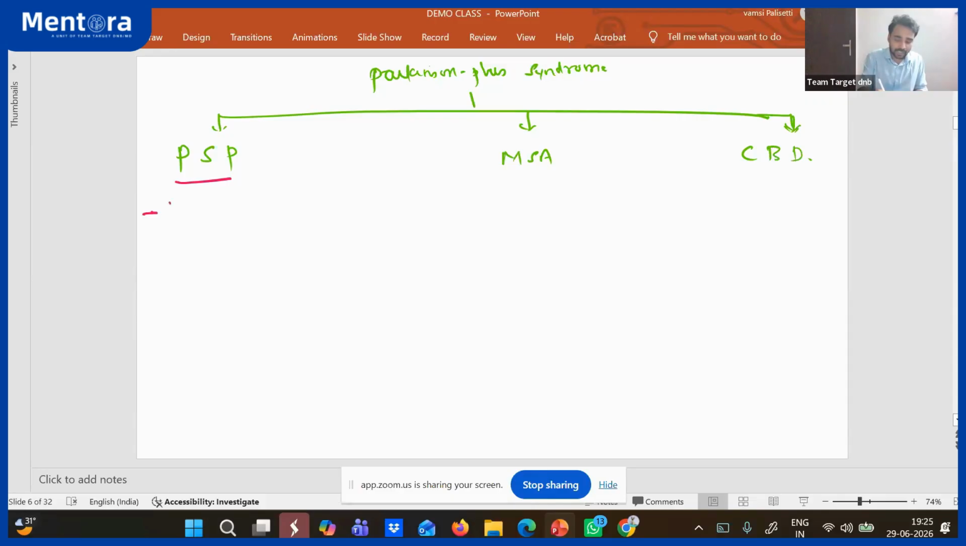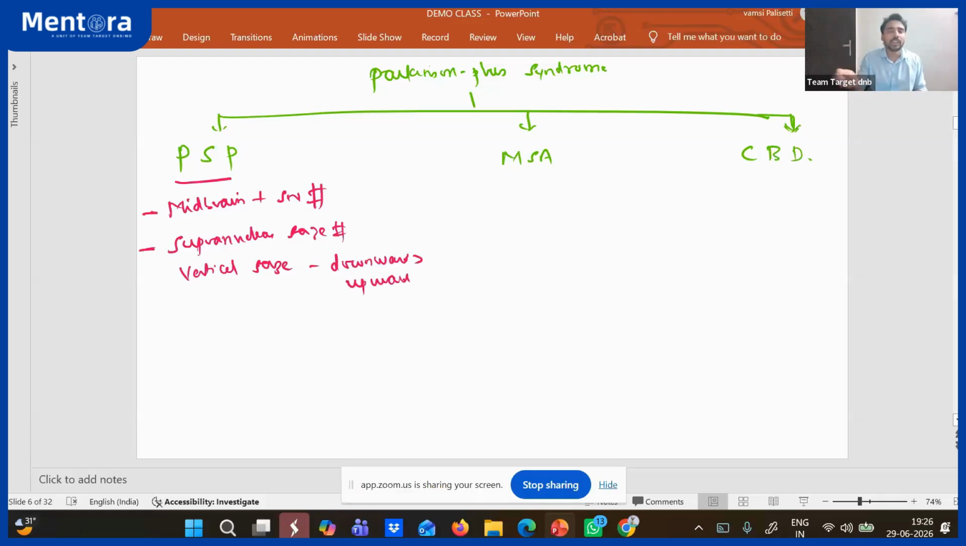The patient will have degeneration in the midbrain plus substantia nigra. Right? So what is the main characteristic of this patient? Main thing is supranuclear gaze palsy. Very, very important. That means his vertical gaze is lost. His vertical gaze is affected. In this vertical gaze, mainly downward gaze is affected more than upward. This is a previous year NEET SS question. Downward gaze is affected more than the upward gaze, so that he cannot see down.